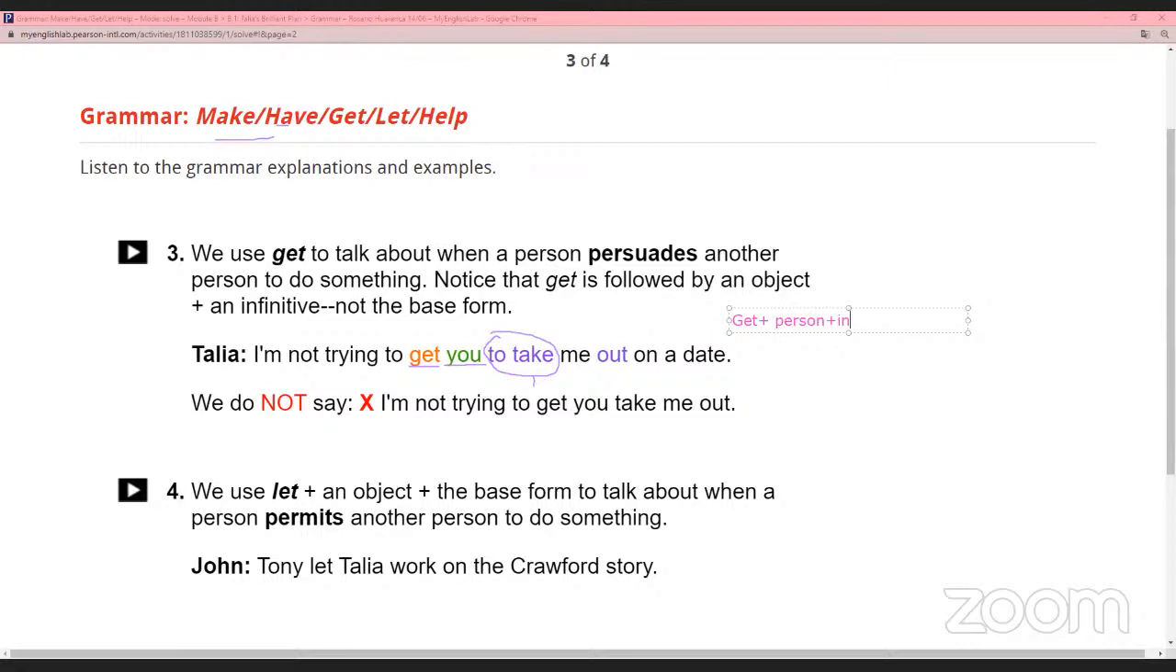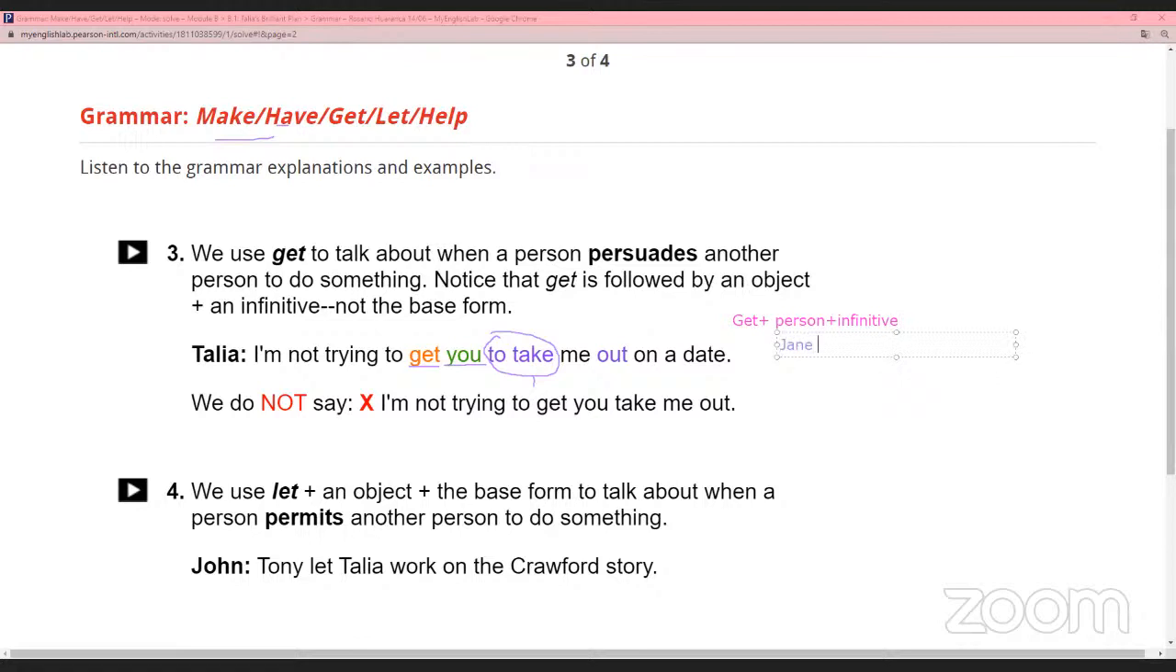And the infinitive, right? So for example, the person plus infinitive is okay. The person or the object, it's okay, right? So, I'm not trying to get you to take me out, okay? So we're going to write an example of this. What can we say?